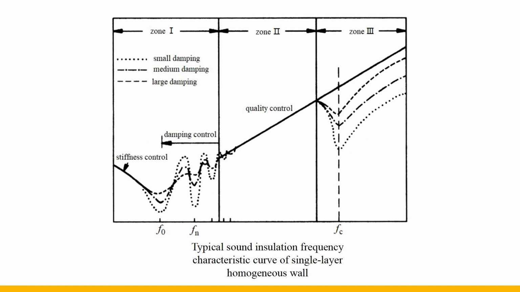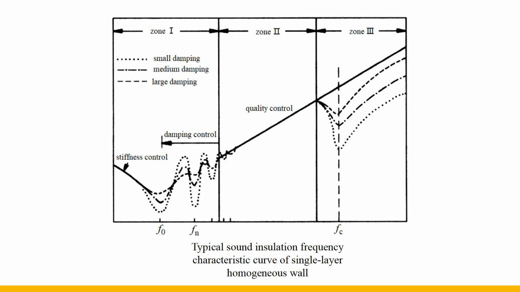F0 is the fundamental frequency of resonance, and the sound insulation reaches a minimum value, which starts to be controlled by damping. This damping refers to internal damping, which refers to the energy loss caused by friction between particles inside the medium. At this time, the reduction of the sound insulation mainly depends on the damping of the components, and the smaller the damping is, the lower the sound insulation is.